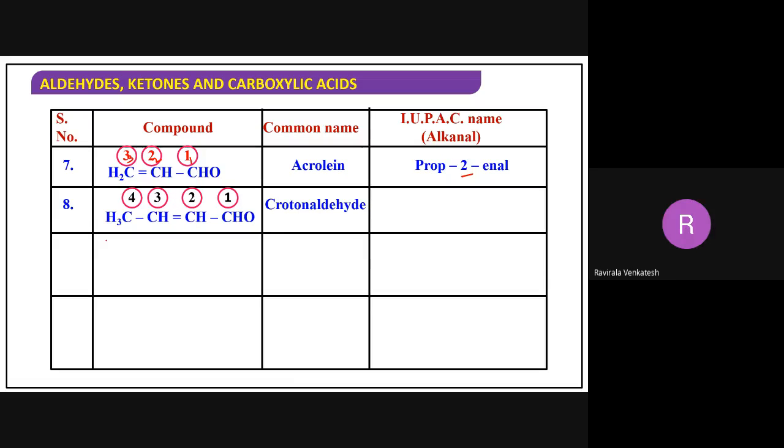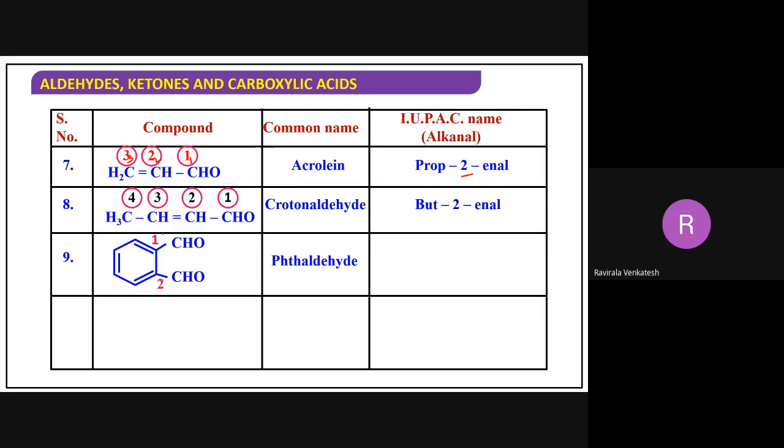Butanol. There are 4 carbons, but the double bond is on the second carbon. With an aldehyde, it is 2-butenal, otherwise but-2-en-al, isn't it? But-2-en-al, like that. Now some functional groups are there.